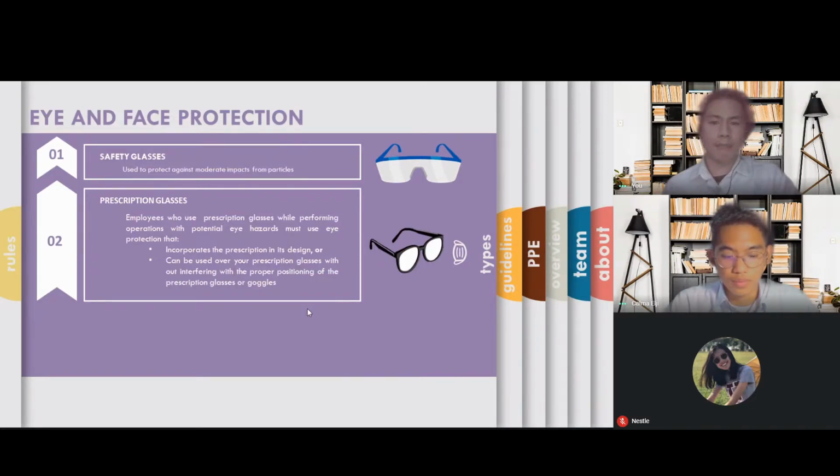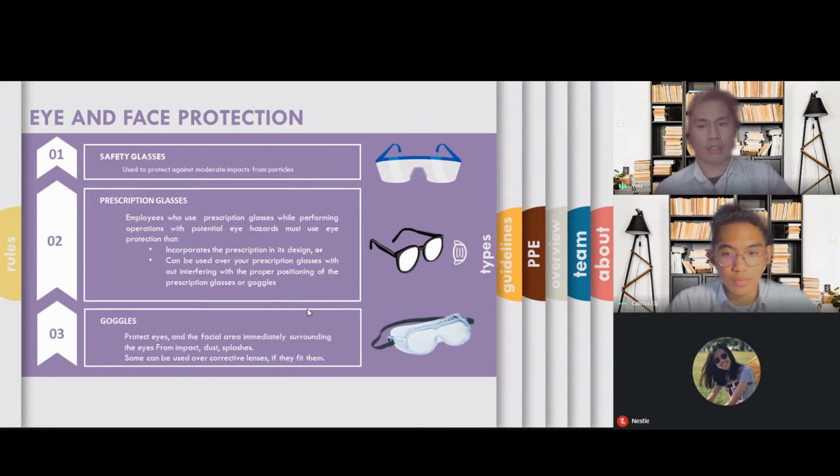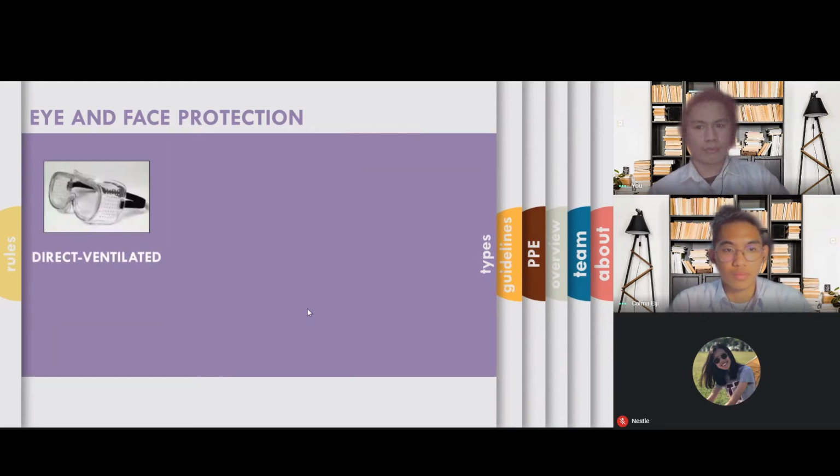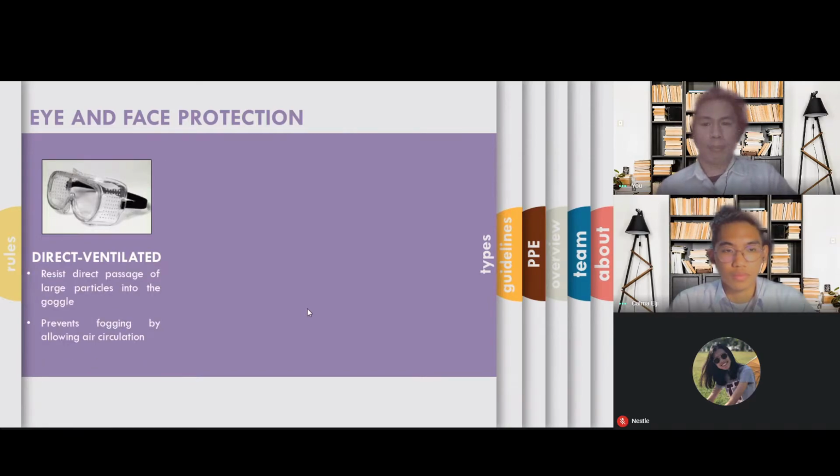For the next type, goggles. So, ang goggles, sakop nito ang buong eye area, giving enclosure sa upper part ng face, so it prevents objects and liquid na umenter around ng goggles. We have here 3 types of goggles. Ang direct ventilated, so mapapansin nyo sa picture na may butas yung gilid, di ba? It prevents the goggles from fogging. And it also resists direct passage ng large particles.